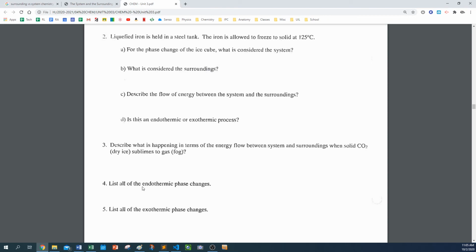Do y'all recall all the endothermic phase changes? Where are they? Endothermic means energy is going in. Yes. So sublimation, melting, vaporization, or evaporation. Exothermic is when the energy is leaving. So that'd be during freezing. You have to imagine energy has to go somewhere, and it's getting colder. Condensation and deposition.